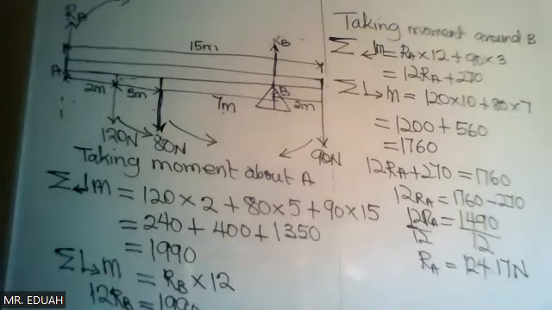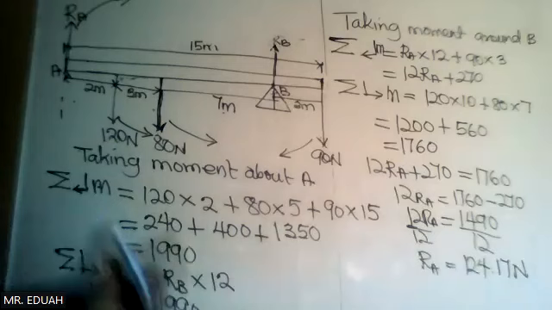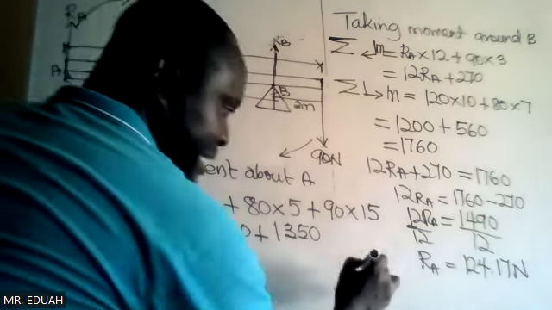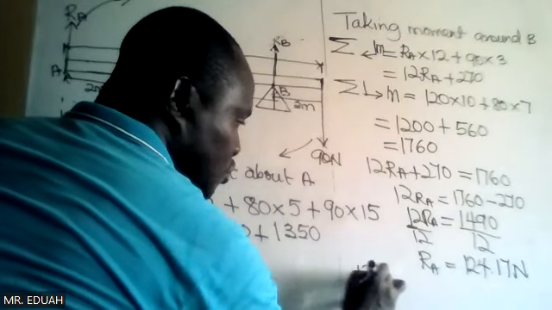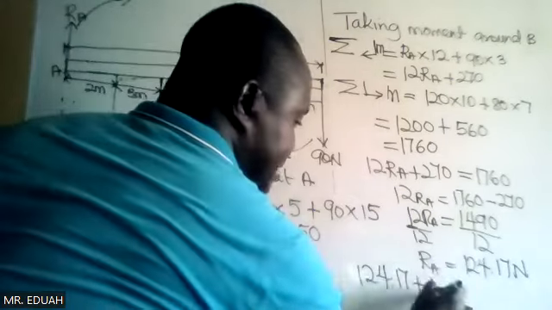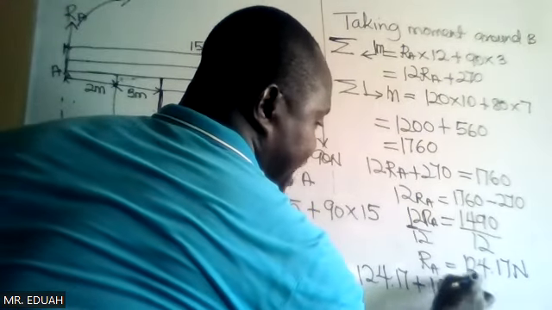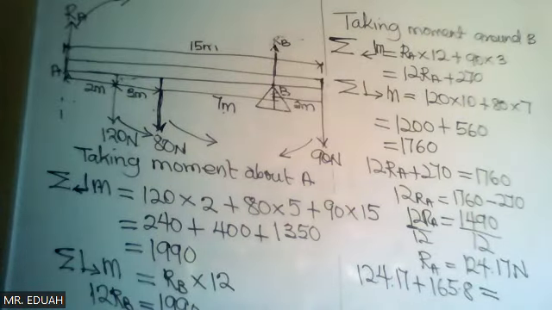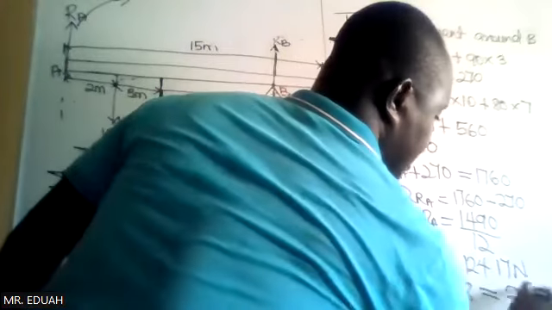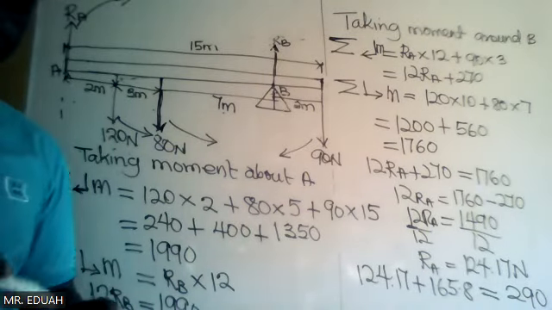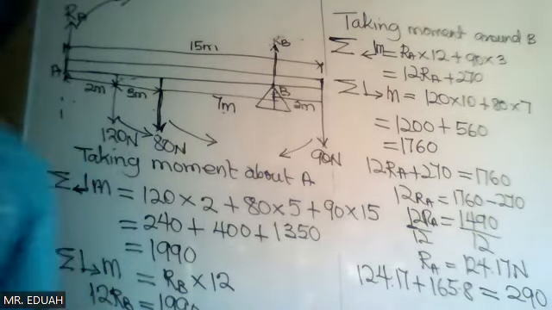Now, after obtaining figures for RA and RB, you can test that 124.17 plus 165.8 must equal 290. Add these two, let's see. Is it equal to 290?